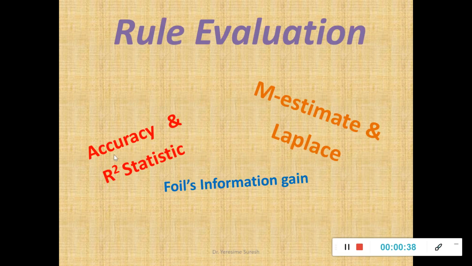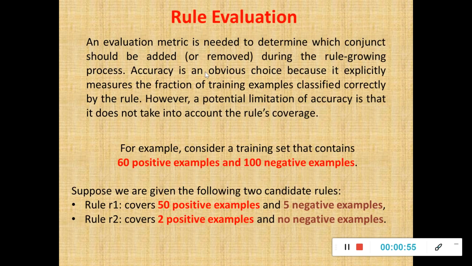In rule evaluation, we'll be discussing various available measures such as accuracy, the R-square statistic, the M-estimate, the Laplace formula, and FOIL's information gain. And we'll be discussing all these concepts with one single example. So what exactly is rule evaluation? It's nothing but an evaluation metric which is needed to determine which conjunct should be added or removed during the rule growing process. We have discussed accuracy and coverage, right?